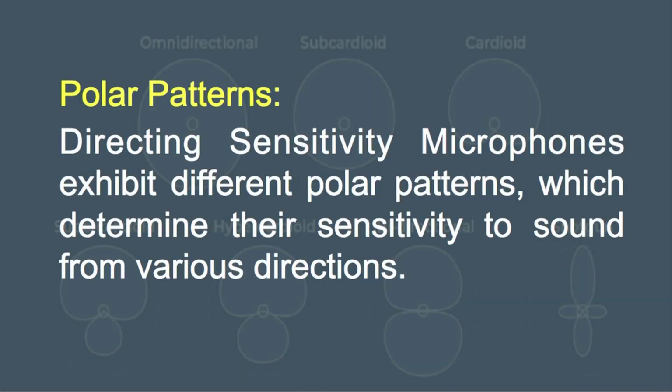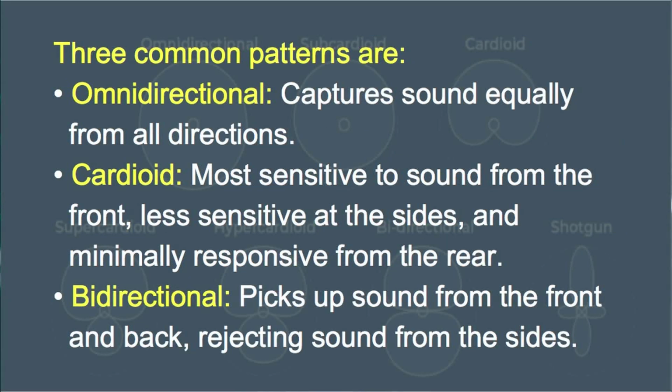Now we will discuss polar patterns. Directional sensitivity: microphones exhibit different polar patterns which determine their sensitivity to sound from various directions. Three common patterns are omnidirectional. In this case, it captures sounds equally from all directions. Next comes the cardioid. It is more sensitive to sound from the front, less sensitive to the sides, and minimally responsive to the rear.